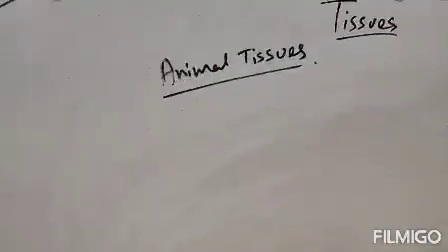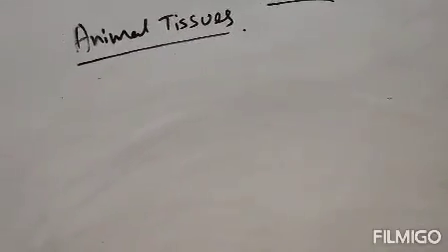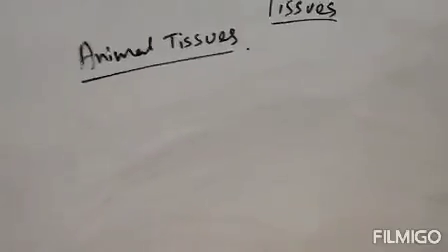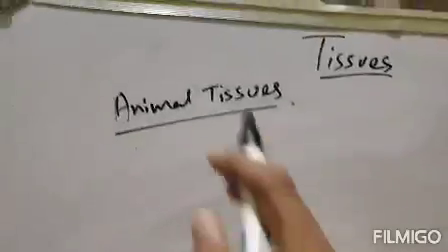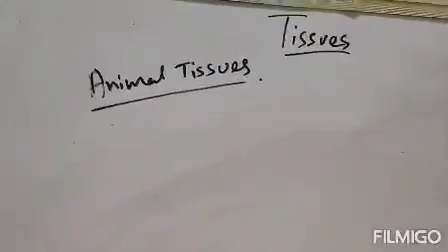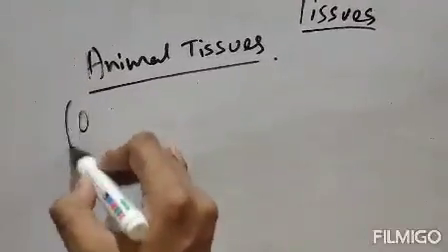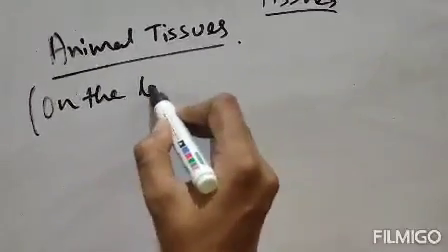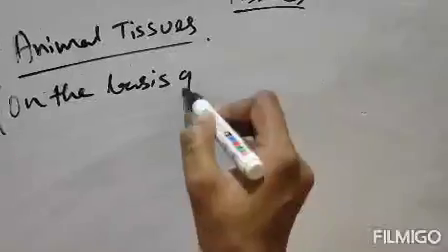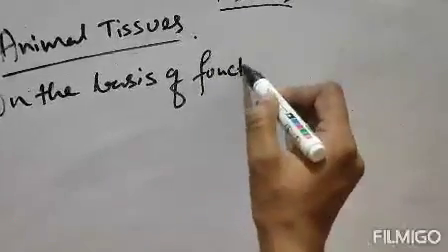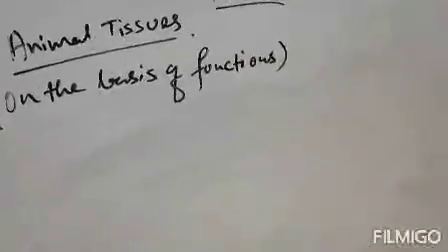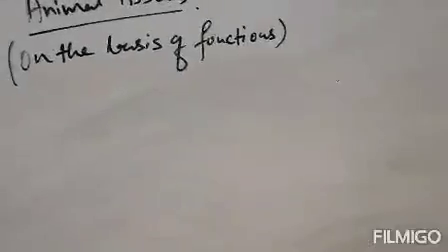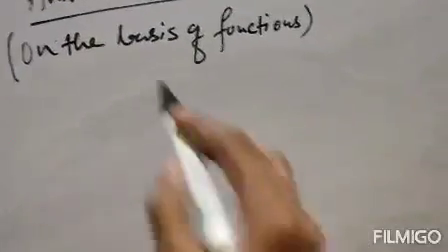Animal tissues, on the basis of the functions they perform, are classified into 4 basic types. On the basis of the functions they perform, these animal tissues are classified into 4 basic types.